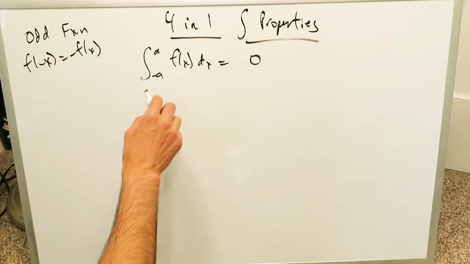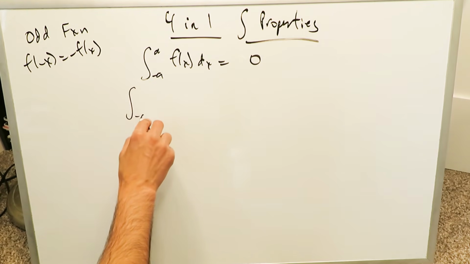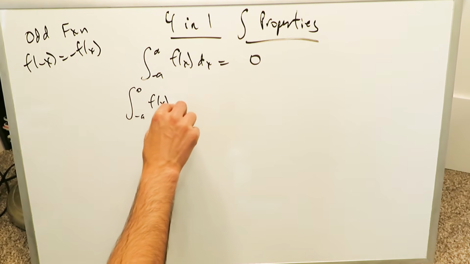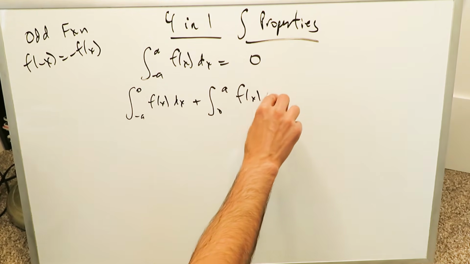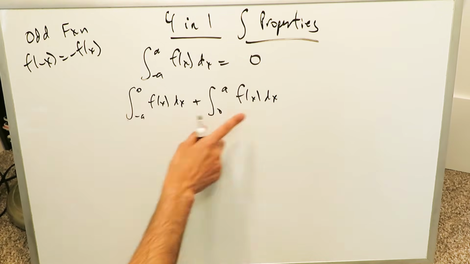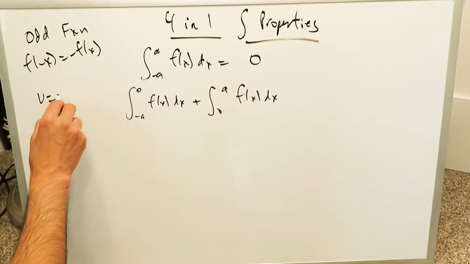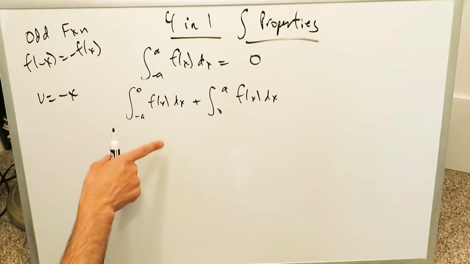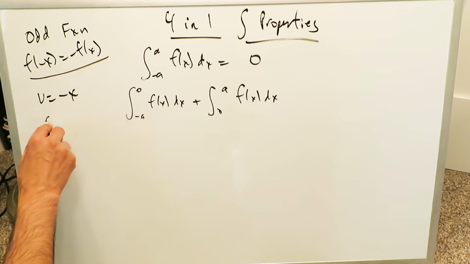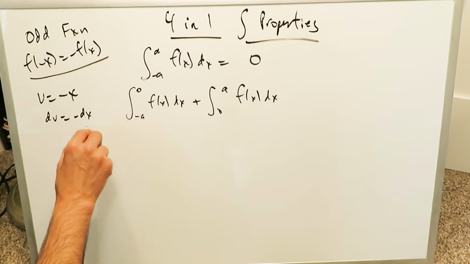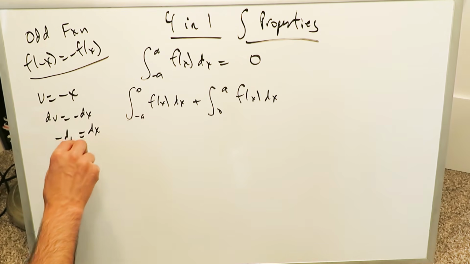If you're looking at everything over here, you can separate it: minus a to 0, f of x dx, and then 0 to a, f of x dx. The next step is to bring in a substitution, u is equal to minus x, because we're going to try to convert this into something we can do by utilizing that odd function property. u is equal to minus x. du is equal to minus dx, so dx is equal to minus du.